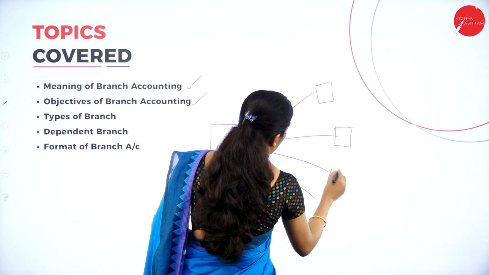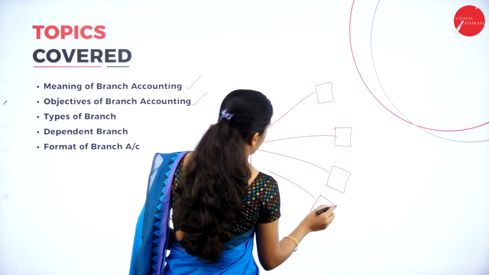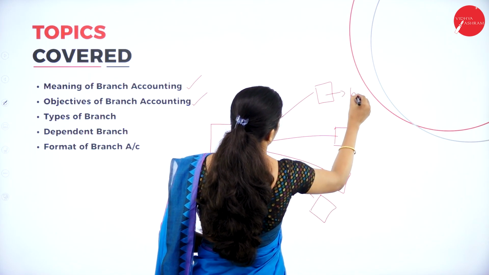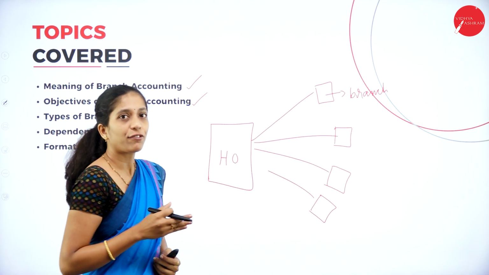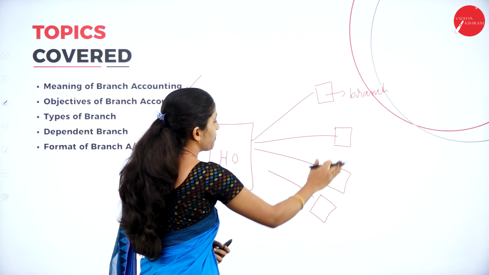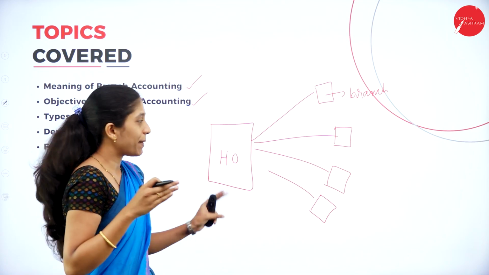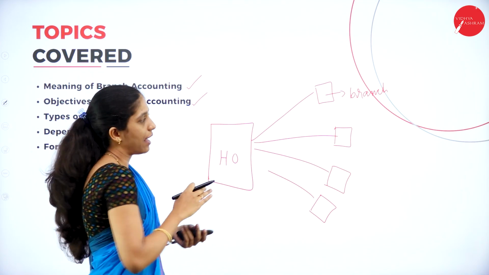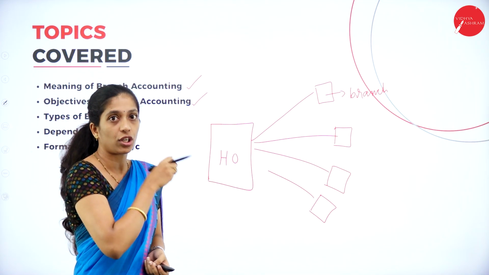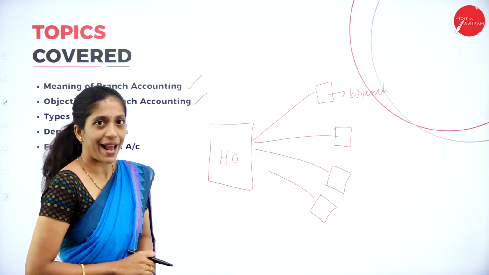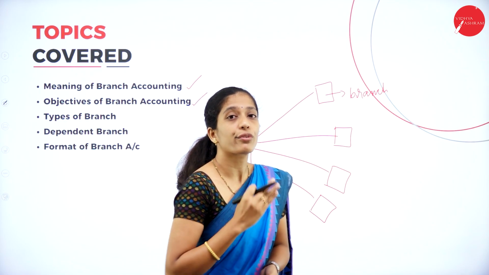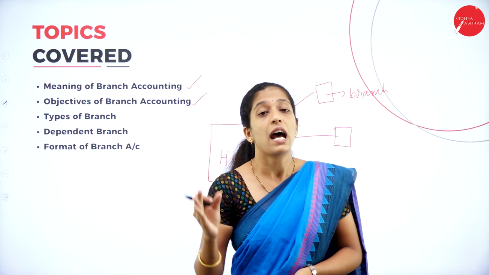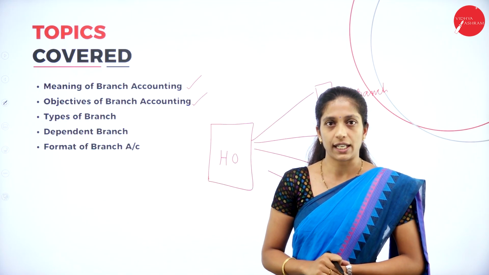So that is known as what? These smaller units are called branch, and we have to prepare accounts for all these branches. Here the main office is called head office, and the smaller units in connection to head office are called branch, and we have to prepare accounts for each branch in order to ascertain the profit and loss as well as the performance of each branch.